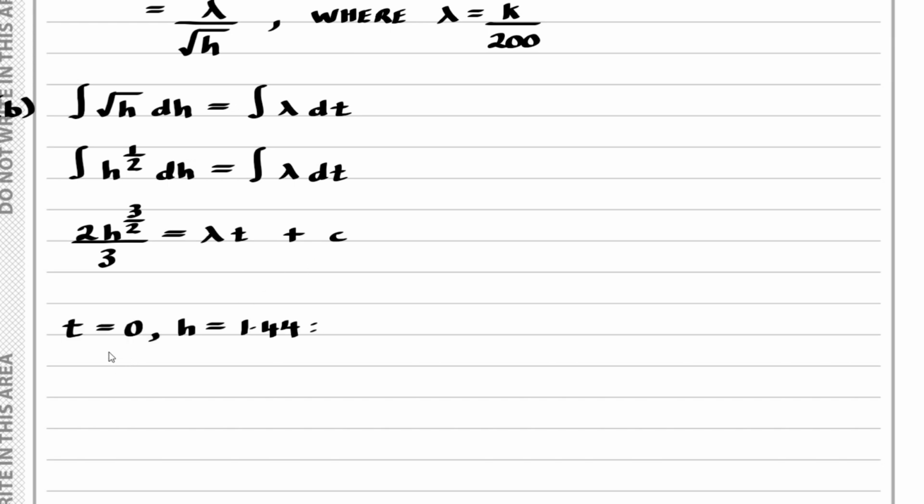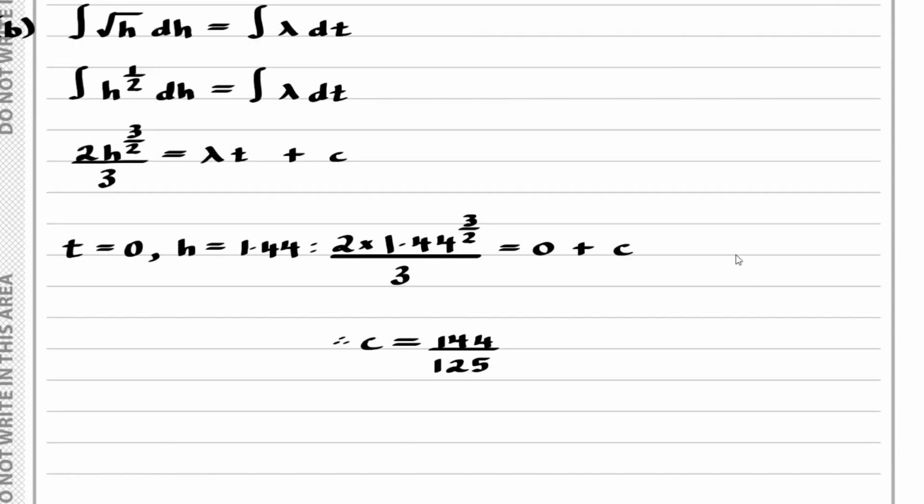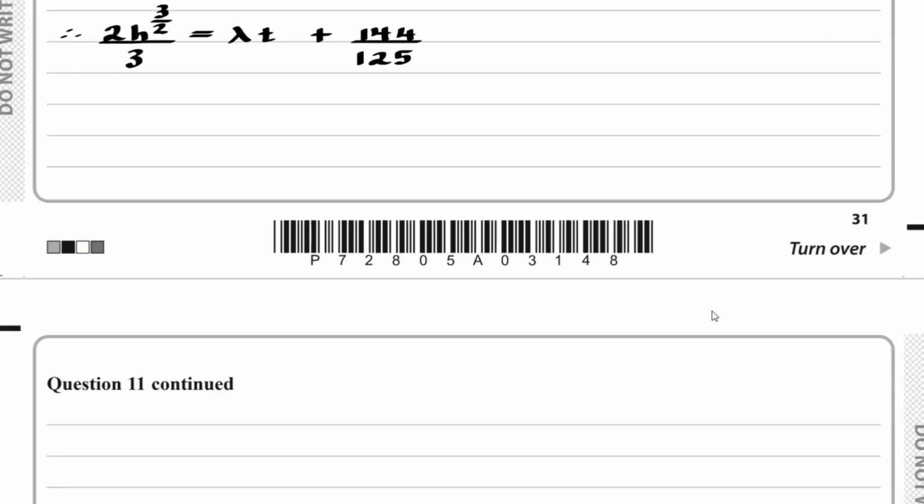Now we are given that when t is 0, h is equal to 1.44, and if we substitute this in, we have 2 multiplied by h, which is 1.44, to the 3 over 2 divided by 3. This is equal to lambda times by 0, which is just 0, plus c. And if I work out what c is, I get c equals 144 over 125. And knowing what c is, we can therefore say that we have 2h to the 3 over 2 over 3 equals lambda t plus c, which is 144 over 125.